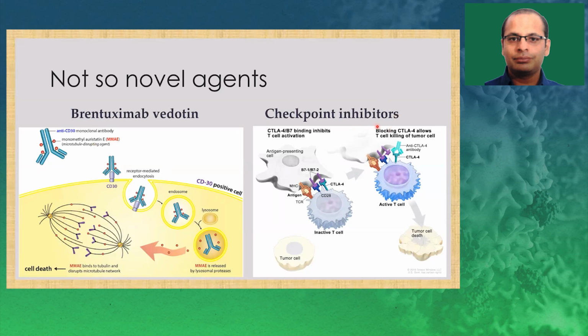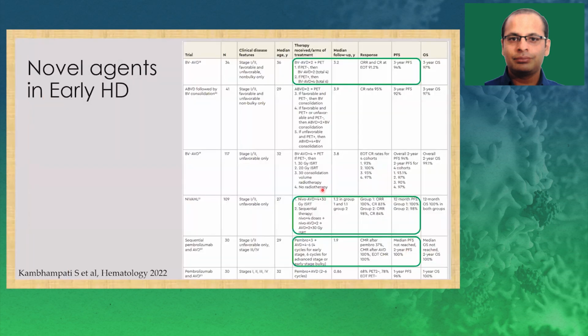Similarly, what we have are checkpoint inhibitors. These are immune checkpoints which are expressed on the Hodgkin tumor cells and the inactive T cells: CTLA-4, PD1 and PDL1, PDL2, which are the important markers on the surface of these cells. What happens if these are expressed, the T cells become inactive and are not able to kill the tumor cells. Checkpoint inhibitors block these receptors, PD1 or PDL1 or CTLA-4, and the T cells become active and lead to tumor cell death. So these agents have now been tried and tested, especially in advanced stage and now more commonly in early disease as well.